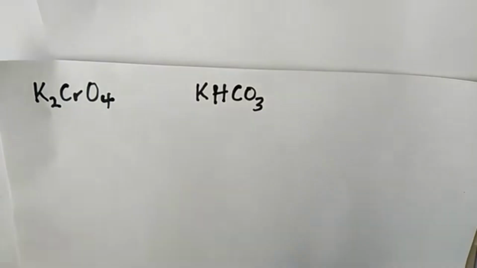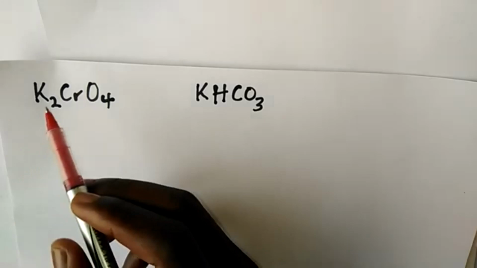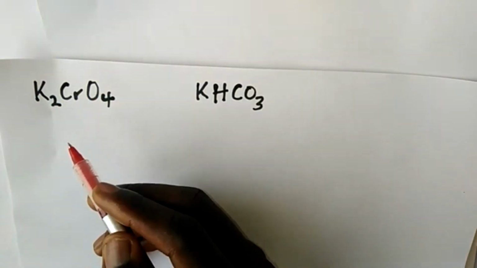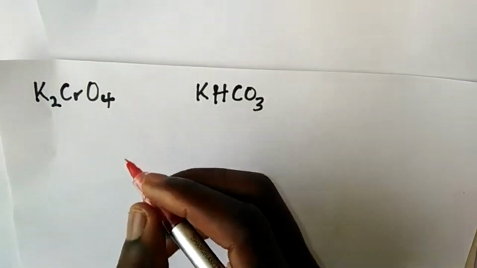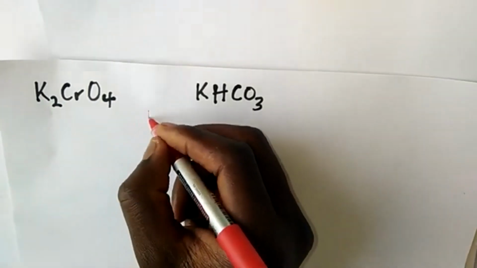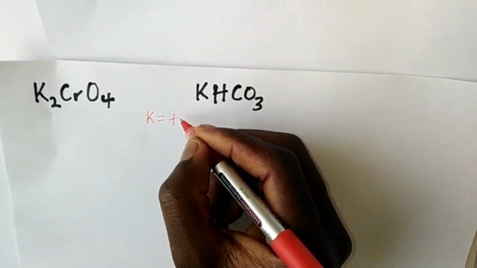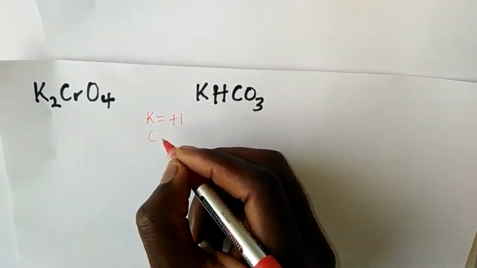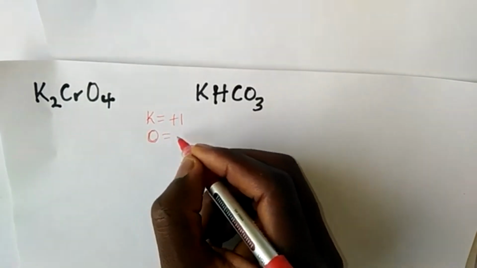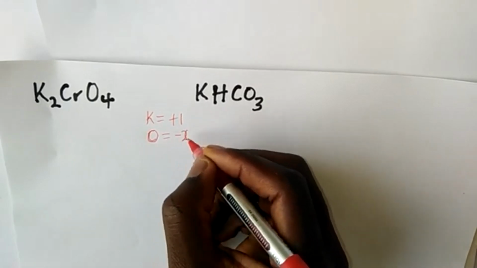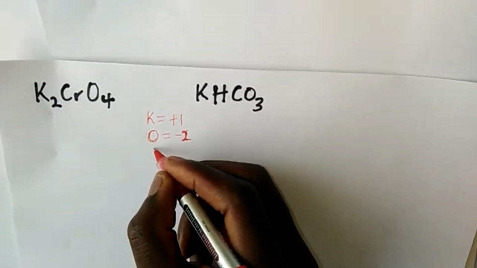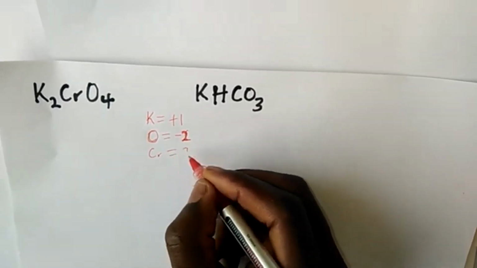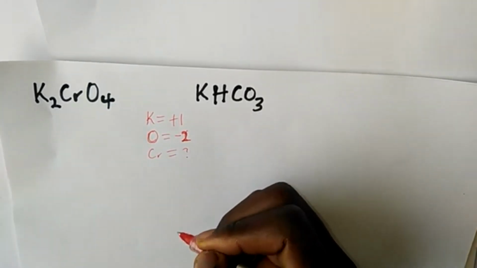Therefore, we know that in this particular example, oxygen is going to be more electronegative than potassium and chromium, right? Because chromium is directly attached to oxygen, and oxygen is more electronegative. So we know that potassium carries a positive charge, +1. Oxygen carries a negative charge, -2. While chromium carries a charge we are yet to determine.